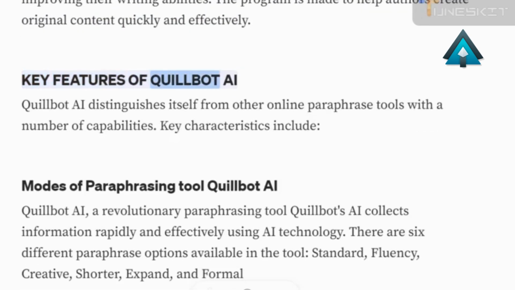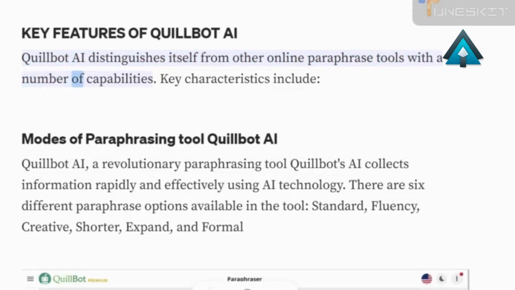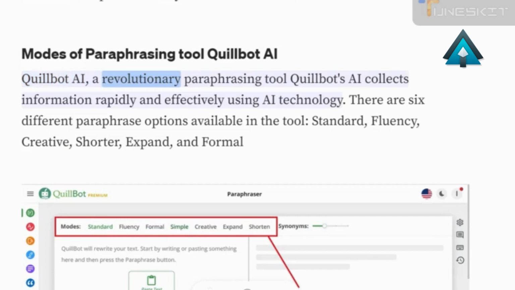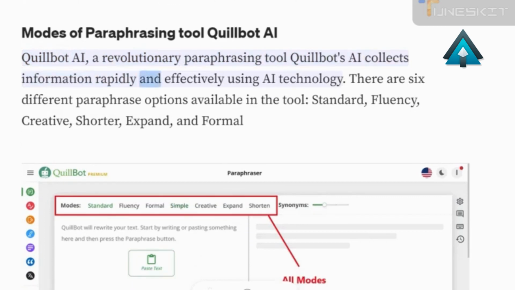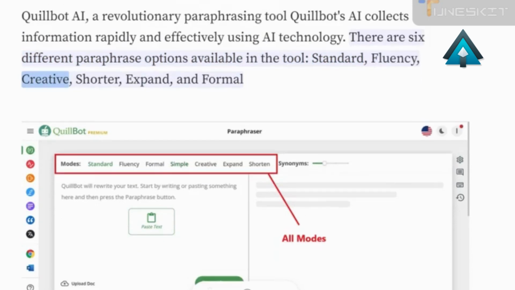Key features of Quillbot AI. Quillbot AI distinguishes itself from other online paraphrase tools with a number of capabilities. Key characteristics include modes of paraphrasing tool. Quillbot AI, a revolutionary paraphrasing tool. Quillbot's AI collects information rapidly and effectively using AI technology. There are 6 different paraphrase options available in the tool: standard, fluency, creative, shorter, expand, and formal.